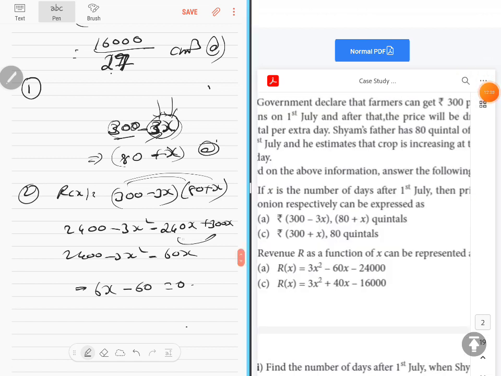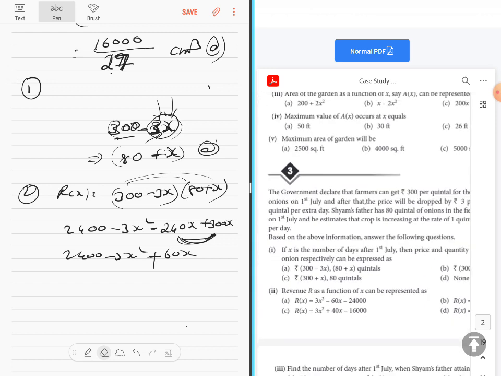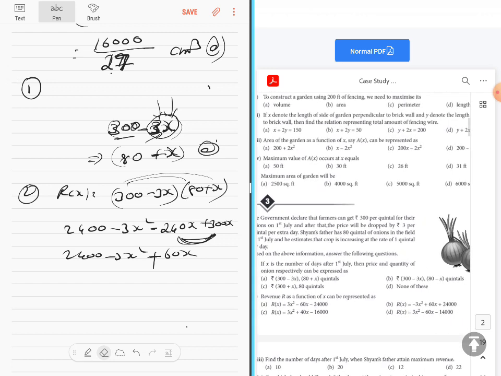Guys, I only made a mistake. When you subtract this, it will be plus 60x. So whatever is the right answer, you can mark that as the revenue. Okay, so let me condense this a bit. So what is the right answer? 3x square minus 3x square plus 60x. So B is the right answer.